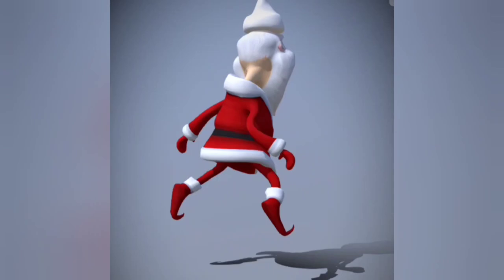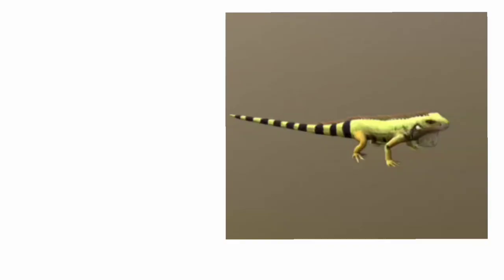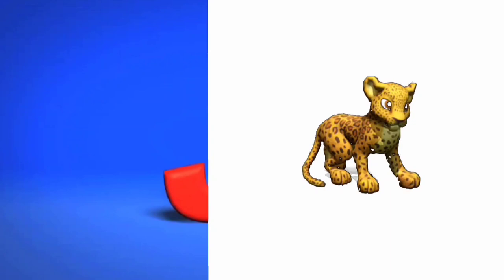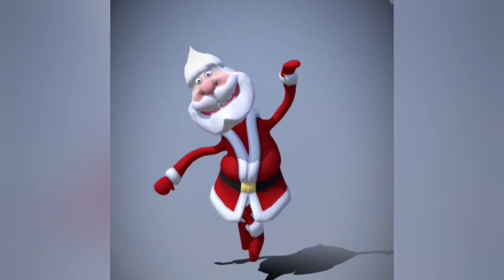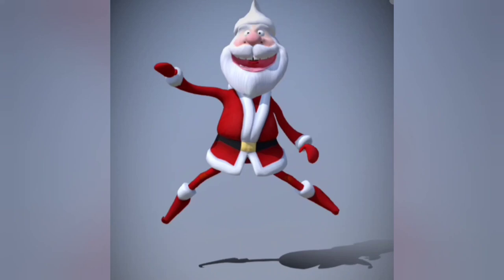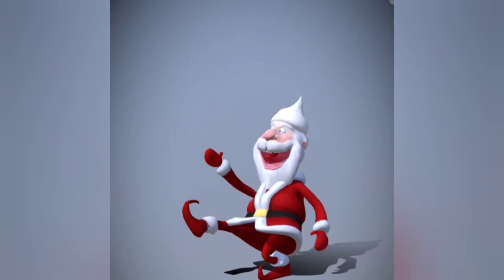I is for iguana, iguana. J is for jaguar, j-j-jaguar. K is for kangaroo, k-k-kangaroo. L is for lion, lion. Watch out for the lion! Run, run, run!